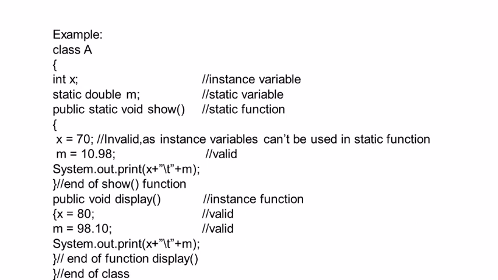Similarly, in the next function, void display, this is an instance function. Both are initialized and both are valid because instance functions can use both types of variables.